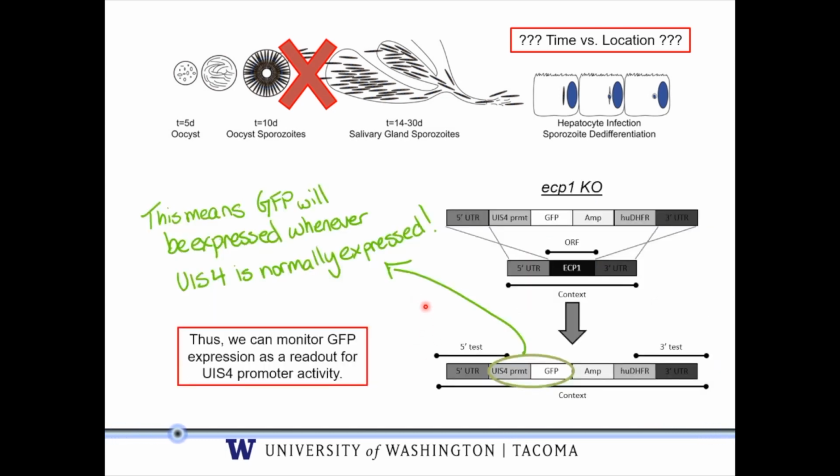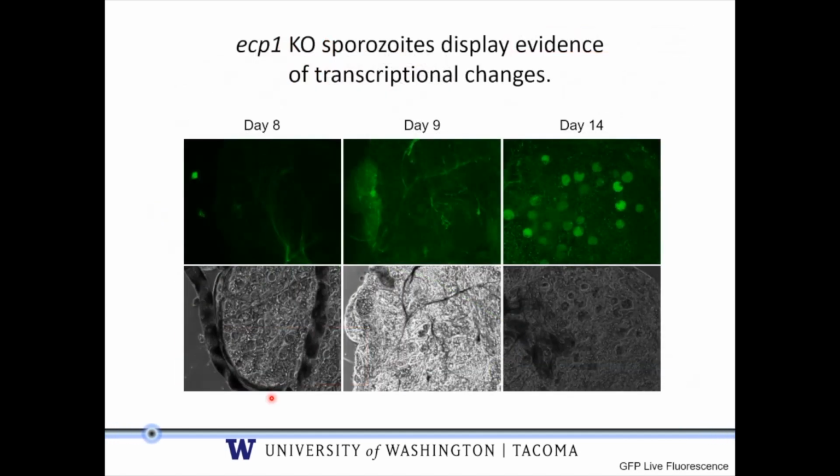In addition to being able to trap them in the midgut, because we replaced the ECP1 gene with a GFP cassette that was under the control of a UIS gene promoter, this allowed us to essentially monitor GFP expression as a readout for UIS gene activity. And some interesting things came from this. You see, in the early days of oocyst maturation, where you wouldn't expect those UIS genes to be expressed, well, you don't see any real GFP expression.